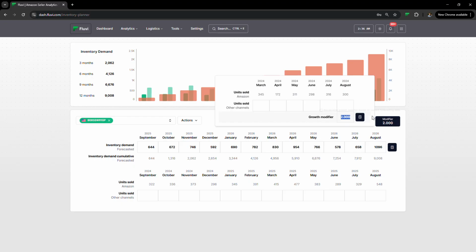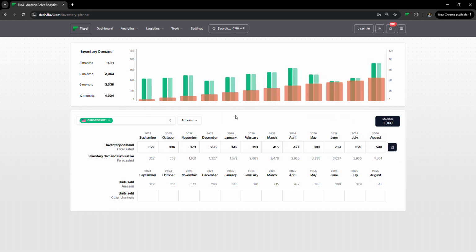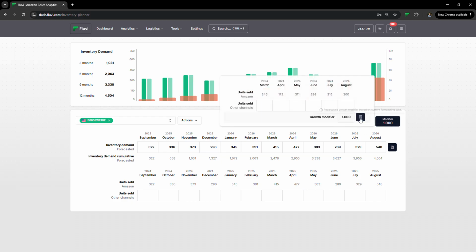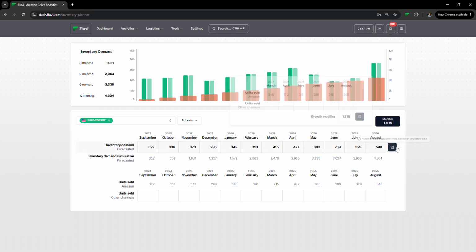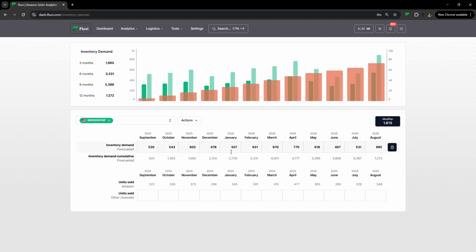If you perhaps think that you'll be selling the exact same numbers over the coming months as you did previously back in time, you change this to 1, hit enter, hit recalculate, and then we'll see that both the bars and the numbers adjust accordingly. And we'll have the same number in October, November, December, the coming months, as we did the same months a year ago. If we want to restore back the value that Fluvi calculated, simply hit the calculator button, and then hit recalculate, and then the numbers adjust accordingly.